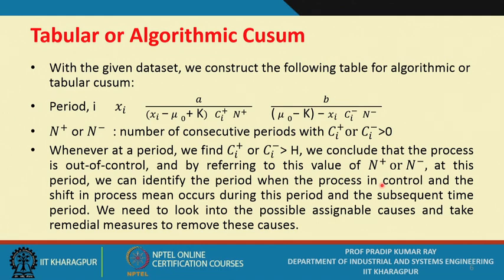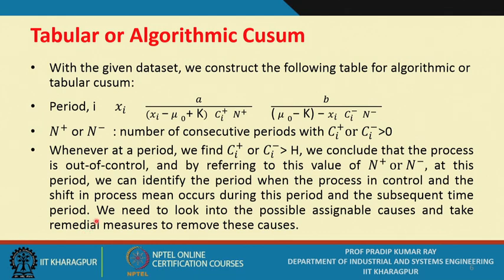It's like you are referring to the past data, and you are just going to check that at a particular sample or at a particular time period something has occurred in the process behind the scene, and you have to identify those possible causes. So the process is in control, and the shift in process mean occurs during this period and the subsequent time period.